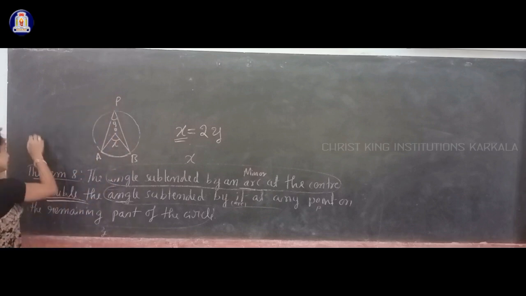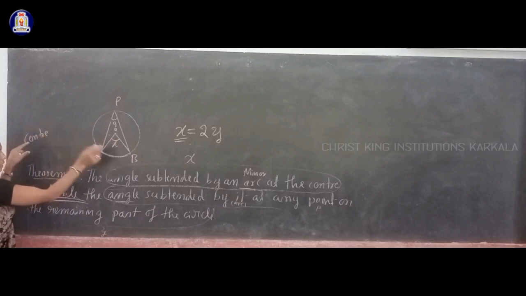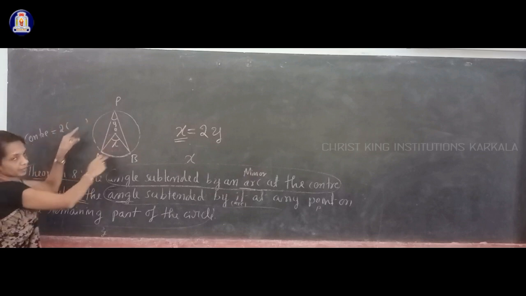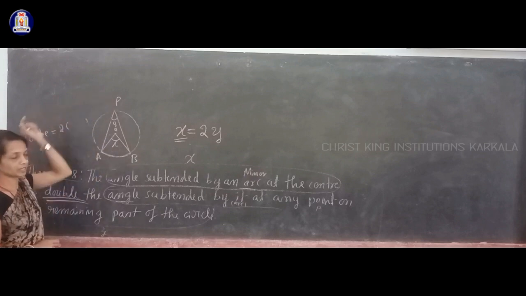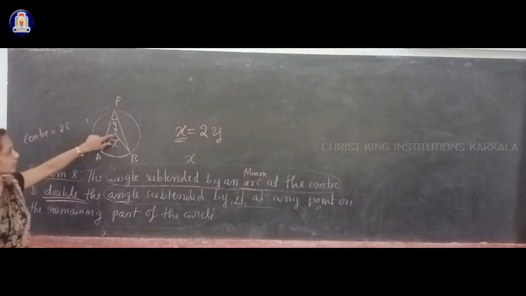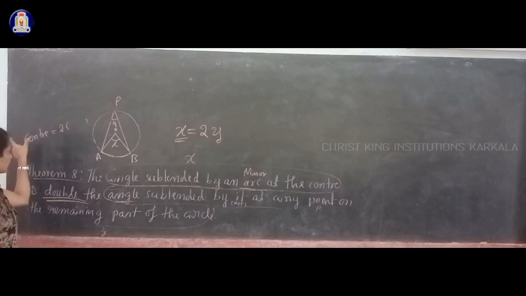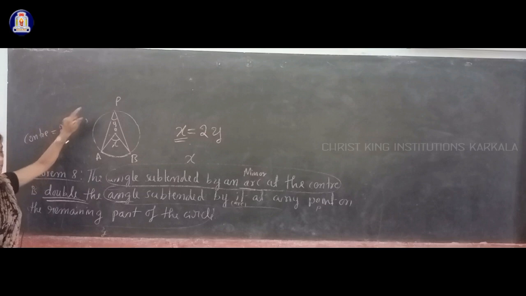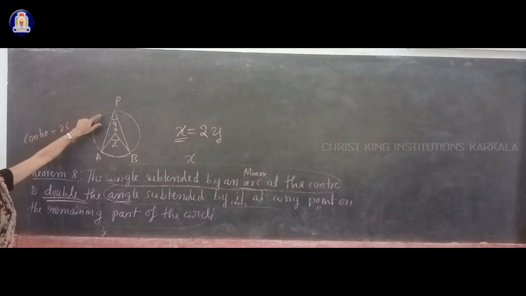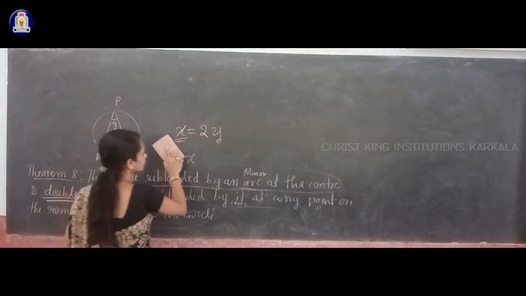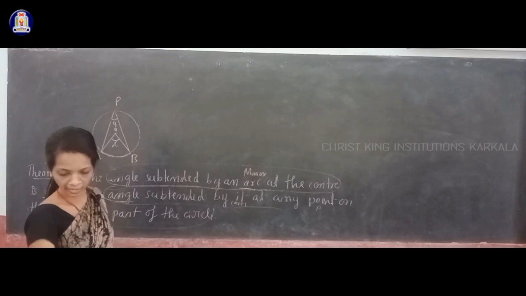Always keep in mind that the angle subtended by an arc at the center is 2 times the angle subtended by that arc at any point on the remaining part of the circle. Angle at the center is 2 times the angle at the circumference of the circle, keep it in mind like that. The angle at the center is 2 times the angle subtended at any point on the remaining part of the circle, which I will call the circumference. So, this is for a minor arc, and the same can be said for a major arc also.